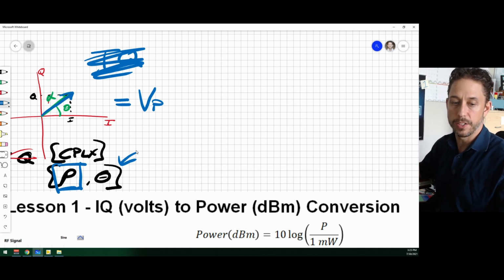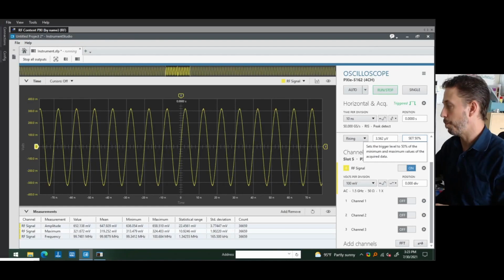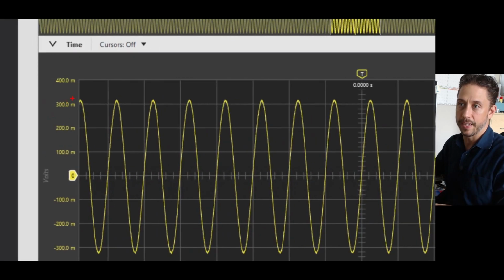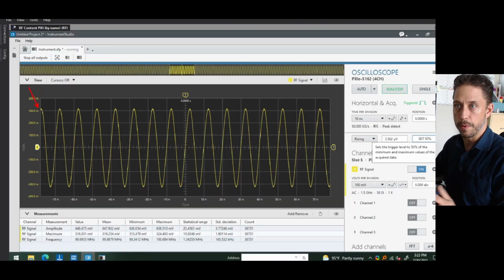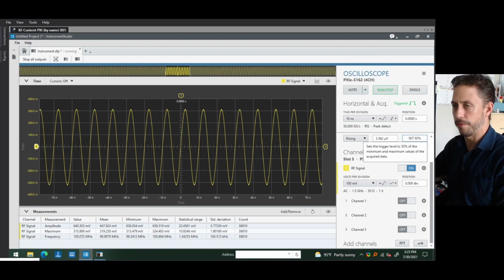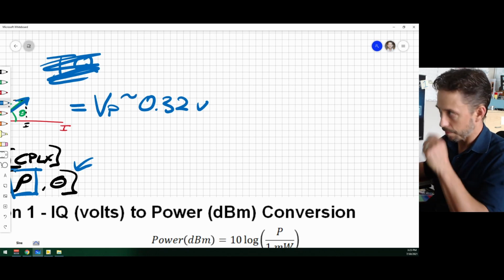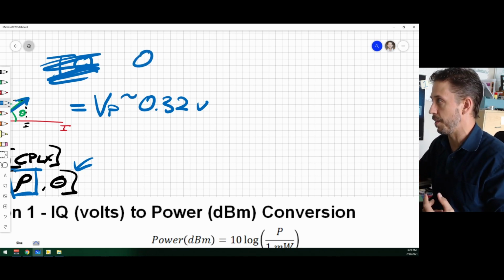And so if we go back to our demo here, volts peak for our example was a value of, if I'm not mistaken, about 320. Right? And we were generating a 0 dBm signal. So let's prove this to ourselves. So we've got a volts peak of 0.32 volts approximately. And we know that this should be 0 dBm or also 1 milliwatt.